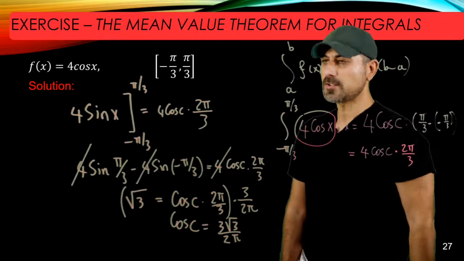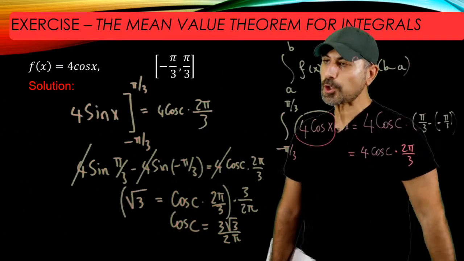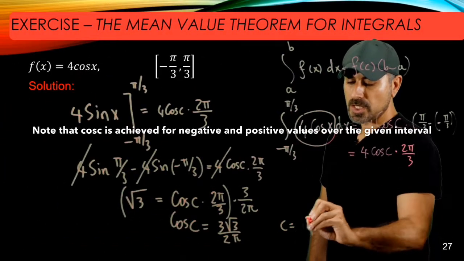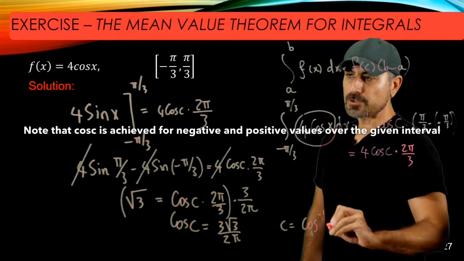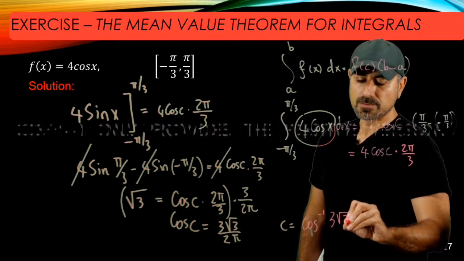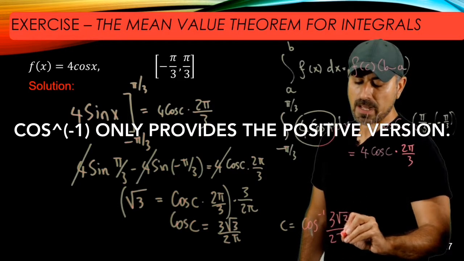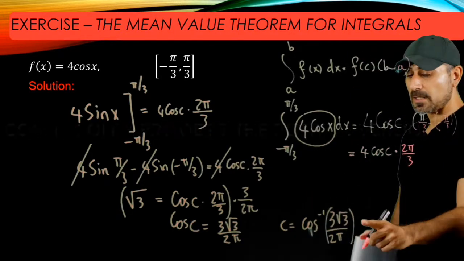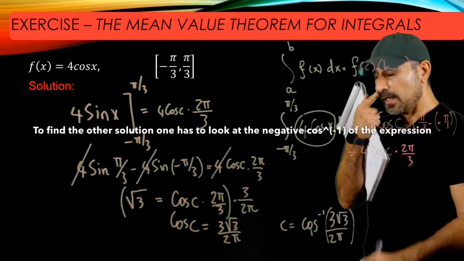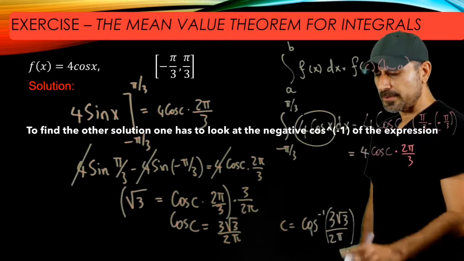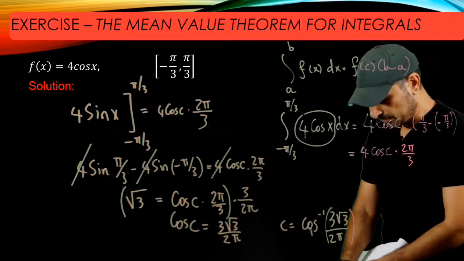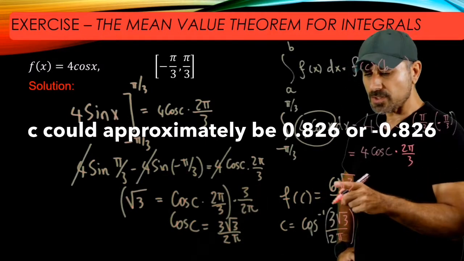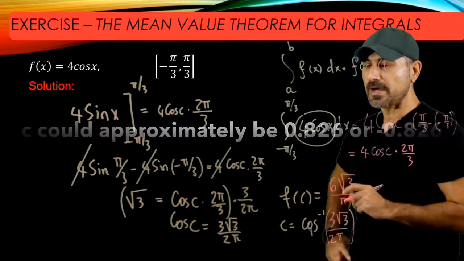From pre-calculus, we know that c can be solved out of this trig equation. c equals cosine inverse of 3 root 3 divided by 2 pi. Go ahead and use your calculator to find an approximate value for this expression. We can also go ahead and write f of c, which is 6 root 3 divided by pi.